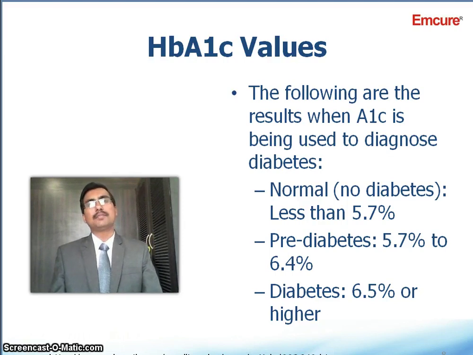If the HbA1c value is below 5.7, then the person is a normal person, or we can say the person is not suffering from diabetes. If the value is 5.7 to 6.4, then we can say the person is suffering from pre-diabetes. And if the value is 6.5 or higher, then we can say the person is suffering from diabetes.